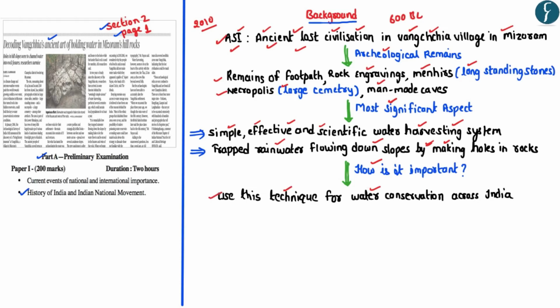Hence, the adoption of such a water harvesting system, particularly in the hilly areas of India, would enable us to make optimum use of the rainwater. So, these are some of the important aspects which one must know with respect to this particular article. With this, let us now move to the next article.